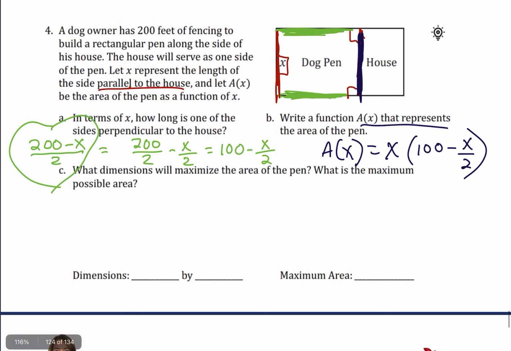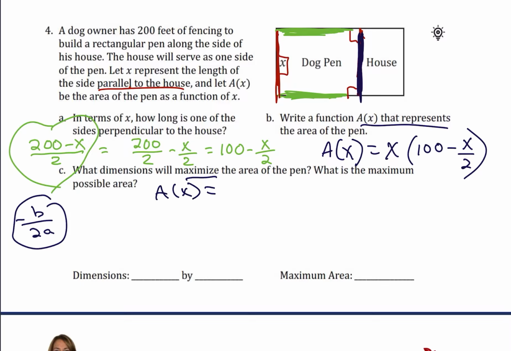And what we know is that to maximize, we're looking for the x coordinate of the vertex of this quadratic function. This would be the x value that would maximize our area. So I'm going to rewrite that area formula, A of x equals, and I'm going to distribute that x. So I'm going to get 100x minus x squared over 2. And I'm going to rewrite that in standard form, as negative 1 over 2 x squared plus 100x.